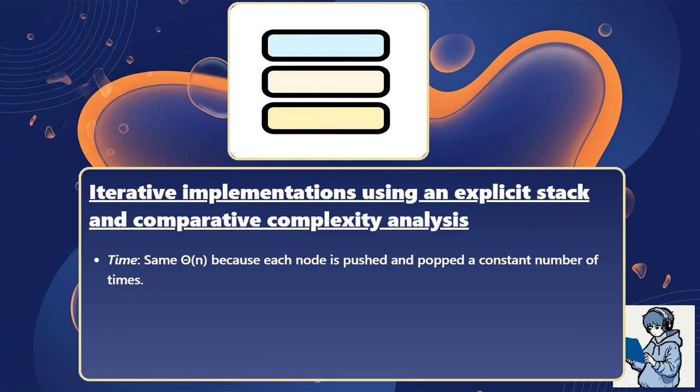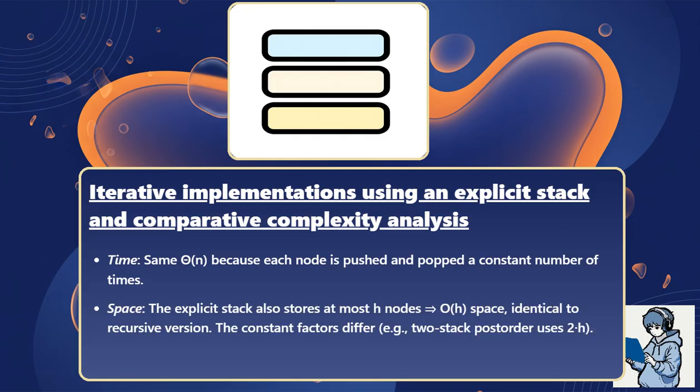Complexity comparison. Time is the same, theta of n, because each node is pushed and popped a constant number of times. Space: the explicit stack also stores at most h nodes, O(h) space, identical to the recursive version. The constant factors differ. For example, two-stack postorder uses 2 times h.